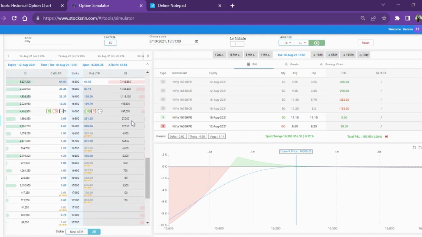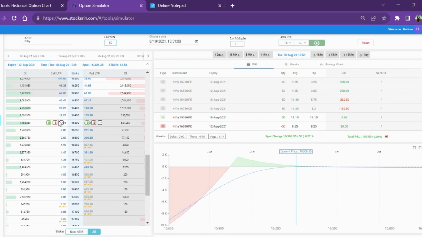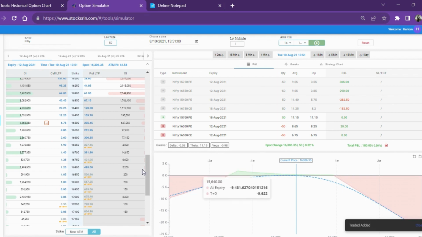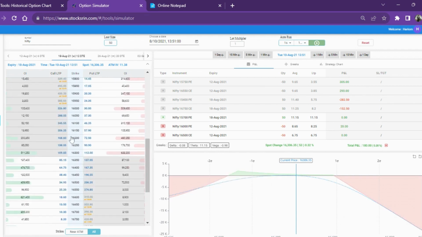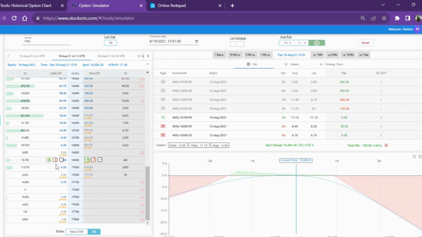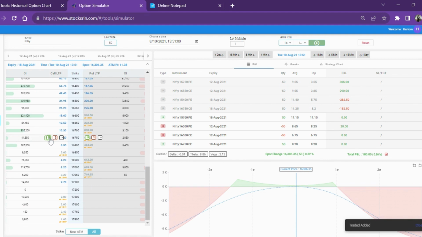So call side, I need around 8 rupees. So let's see what we get. So I'm getting 6 rupees here. So I'll sell this one. And now let's buy a hedge for it. So 8 rupee hedge. Yes. Okay, so this is our new position.